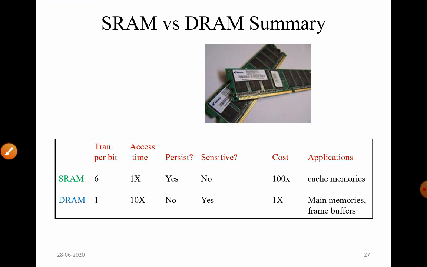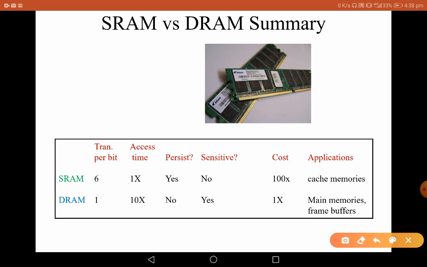Now the SRAM and DRAM summary. This is self-explanatory. For speed, you can see the access time: 1x for SRAM and 10x for DRAM. SRAM is persistent, with less chance of noise, and its cost is also 10 times to 100 times that of DRAM.